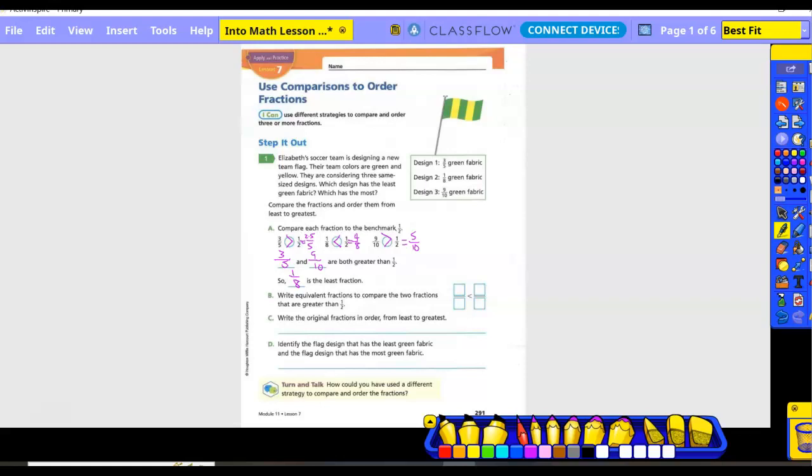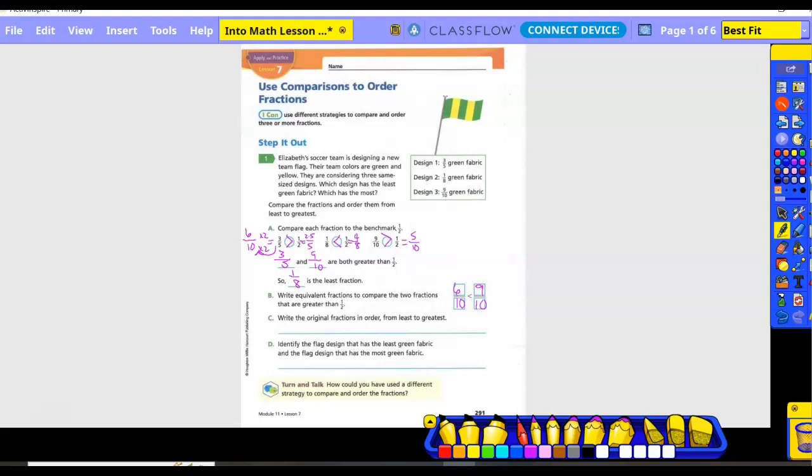Okay, so what they wanted us to do is get equivalent fractions to compare the 2 fractions, right? Over here, could we have made this out of 10, to compare these 2? So how would I get from 5 to 10? Times 2. What I do on the bottom, I do on the top. 3 times 2 is 6. So 6/10 would have been less than 9/10, right?